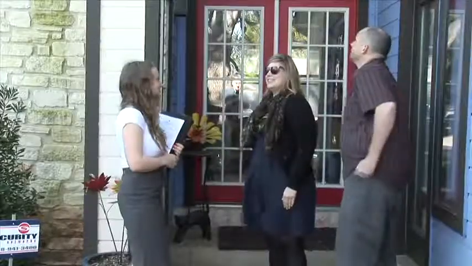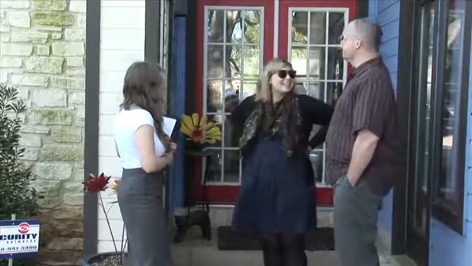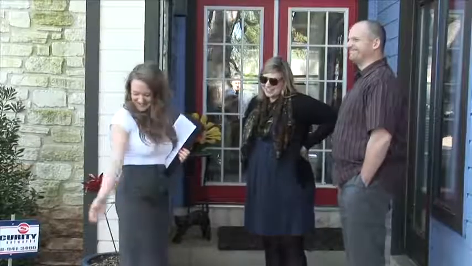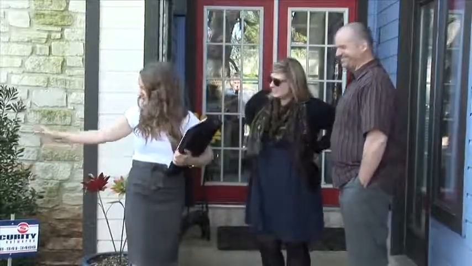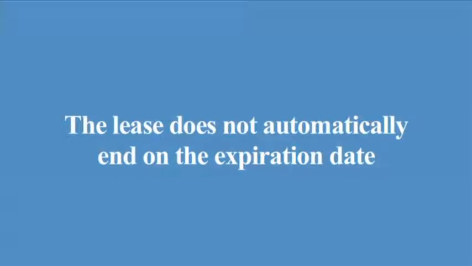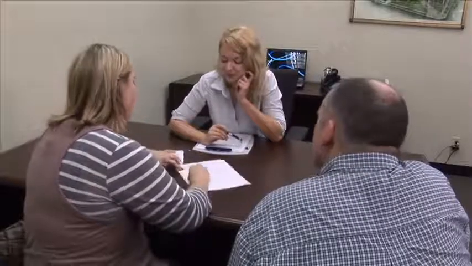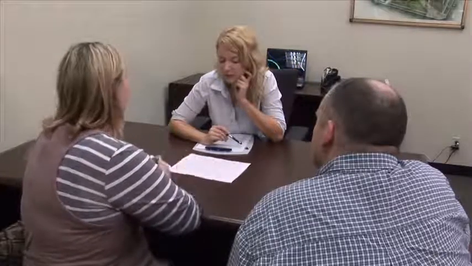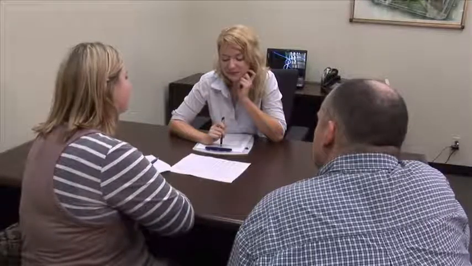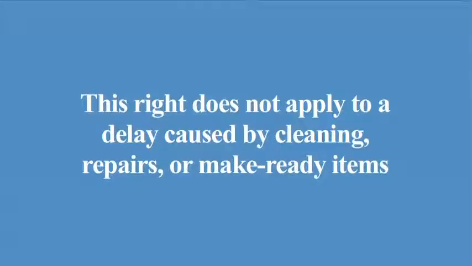Paragraph 3. Term. This paragraph contains the term of the lease. It provides the commencement date and the date the initial term expires. Please remember that the lease does not automatically end on the expiration date. It also requires the tenant to occupy the property by the 5th day of the lease. If the tenant is unable to occupy the property by the 5th day due to construction on the property or the prior tenant's holding over, this paragraph explains their right to terminate the lease. This right does not apply to a delay caused by cleaning, repairs, or make-ready items.